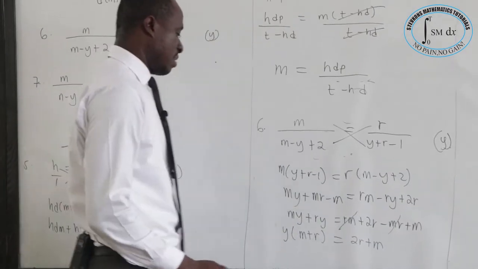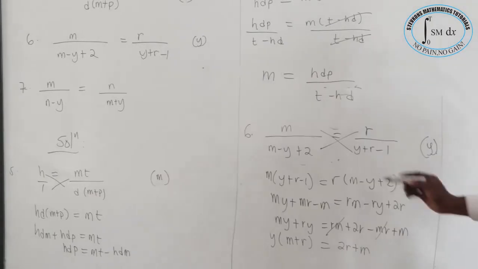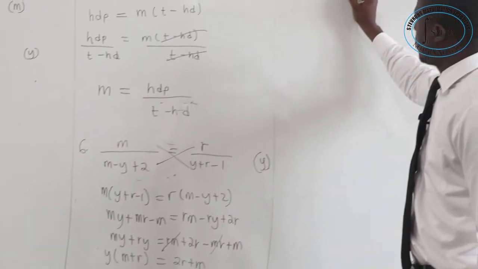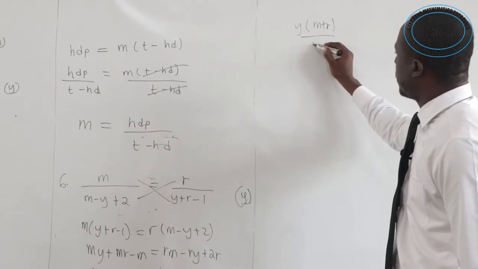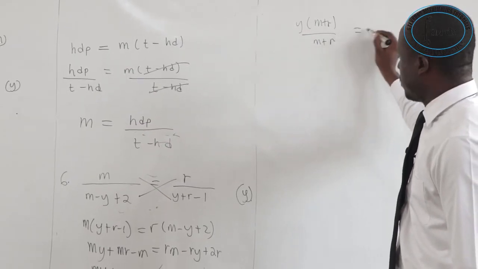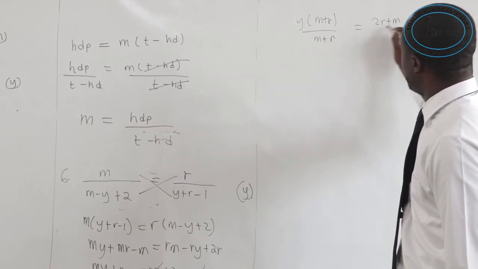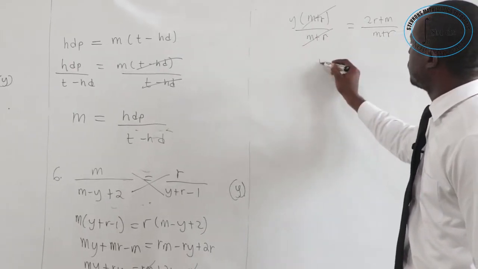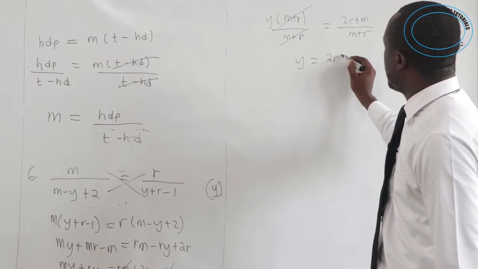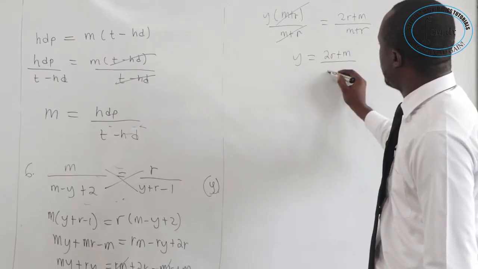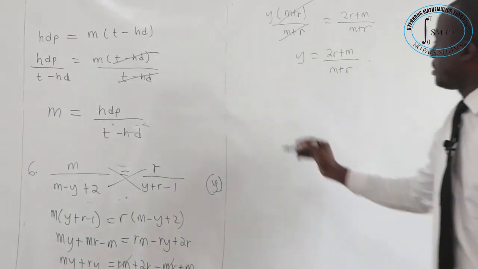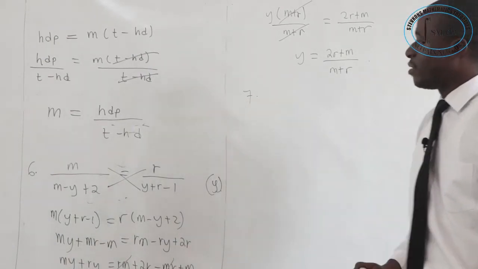I want to make y the subject, so I have to divide by what is multiplying it. So I have y(m plus r) all over m plus r equal to 2r plus m all over m plus r. This is cancelling out that, so I have y equal to 2r plus m all over m plus r. Now let's see the 7th question.